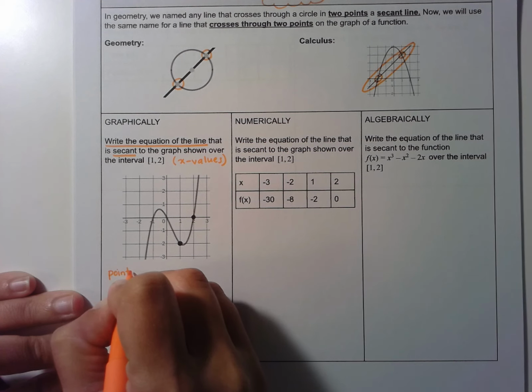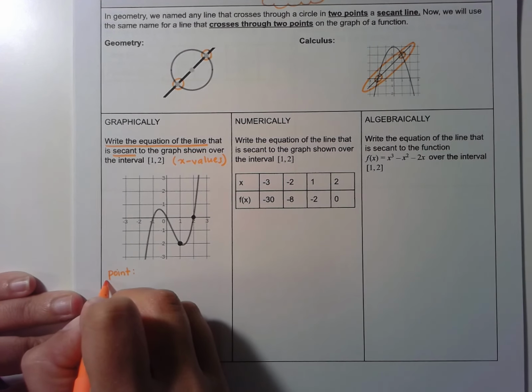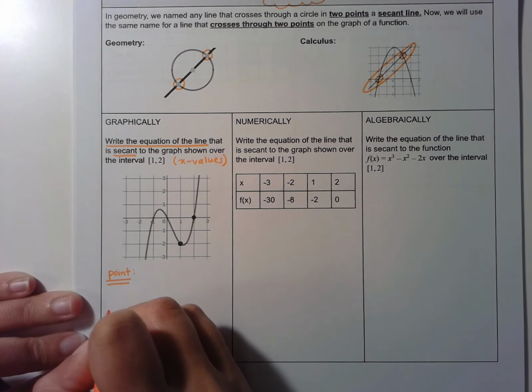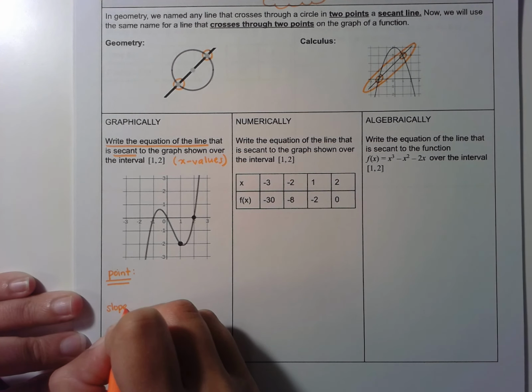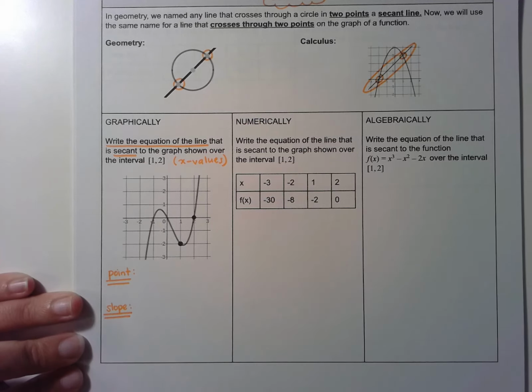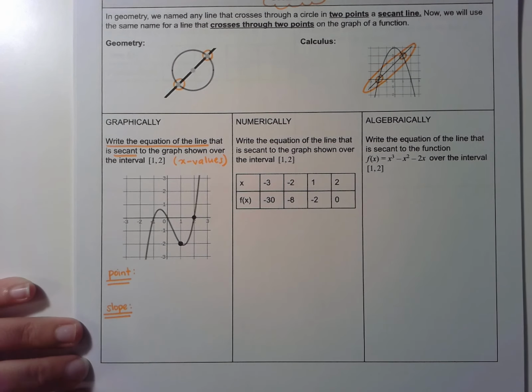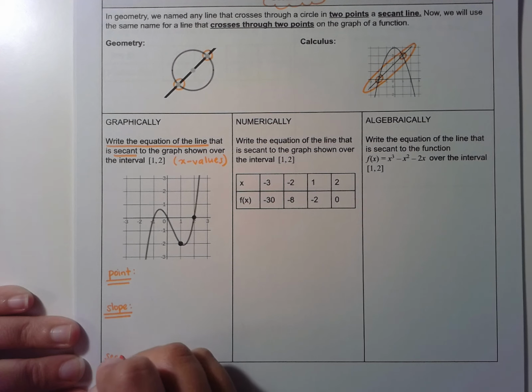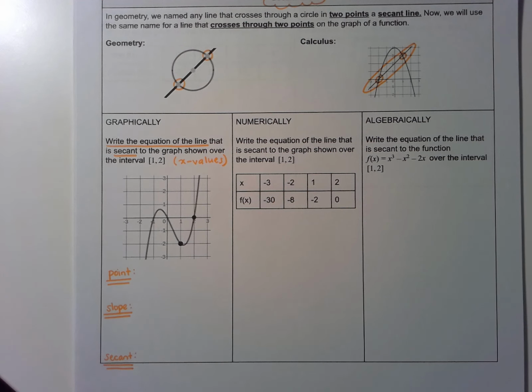You're going to list out the ideas that you need, which is that you're going to need a point in order to answer this question, and you're going to need a slope in order to answer this question. After you have both the point and the slope, then at the very end, your last step is going to be to write the equation of the secant line. I want you to get in the habit of listing those things down so that you know what you need to do in order to answer the question. What you need to do is find a point, a slope, and then you can write the equation of your line.